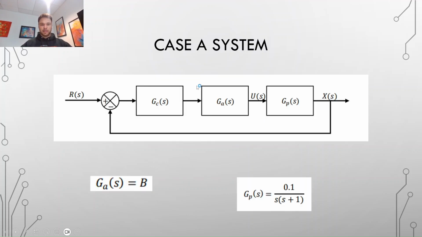So the first is case A. GC of S is going to be the K constant. We're going to derive that later in the video. GA of S is going to be S, and this is going to equal B, and the B is actually going to be your birth month, and my birth month is 8. And then GP of S is just our function that we got here, and it's going to be a unity feedback system.